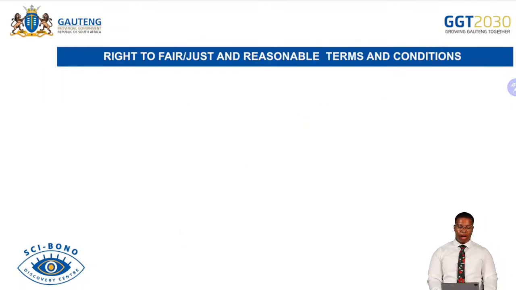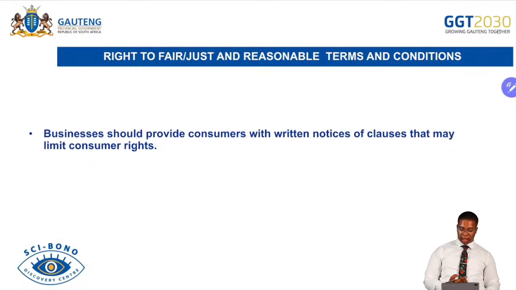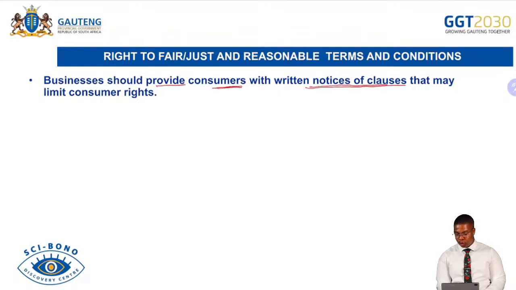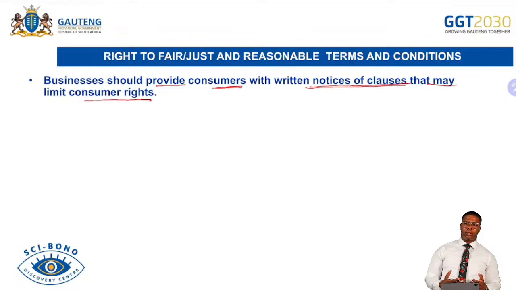Then the right to fair, just and reasonable terms and conditions. This focuses on the idea that the business should provide consumers with written notices of clauses that may limit consumer rights. There are some products where the business would say you cannot return this product. Those clauses have to be clear when a consumer is buying a product. This will show fairness and reasonable terms and conditions, to say when the product was being bought, the business was very clear to say you may not return this product.